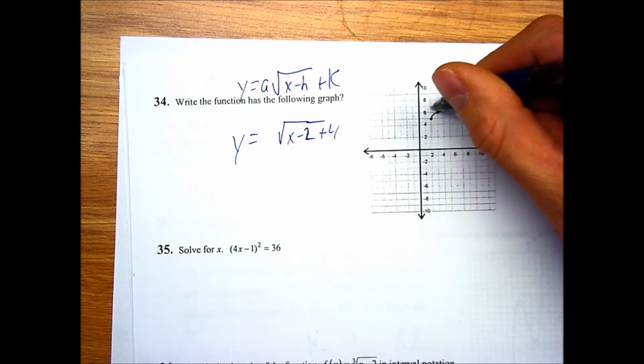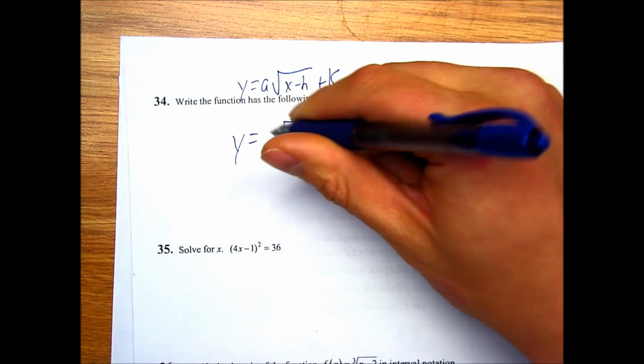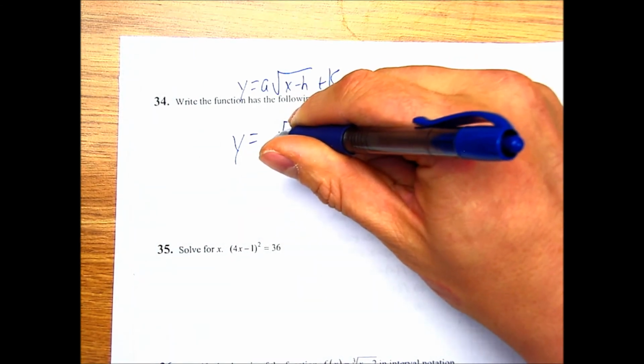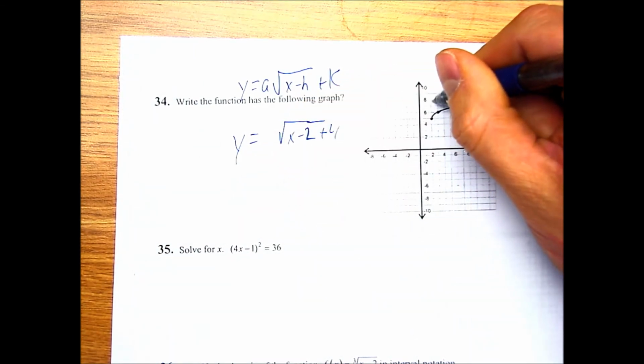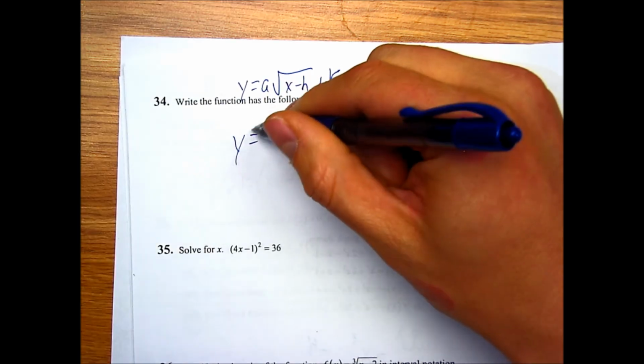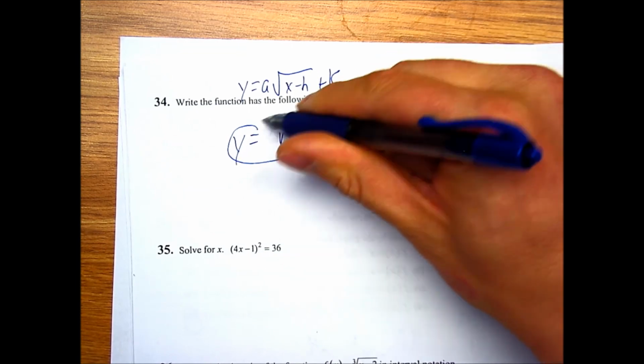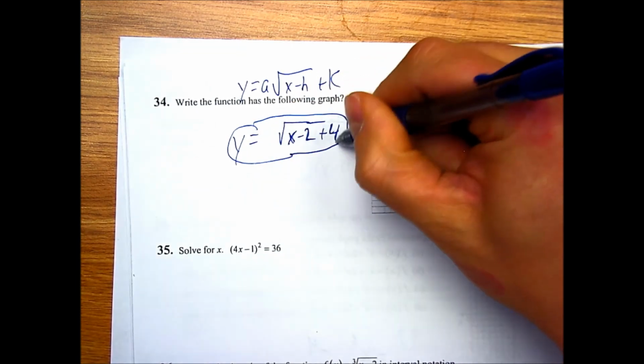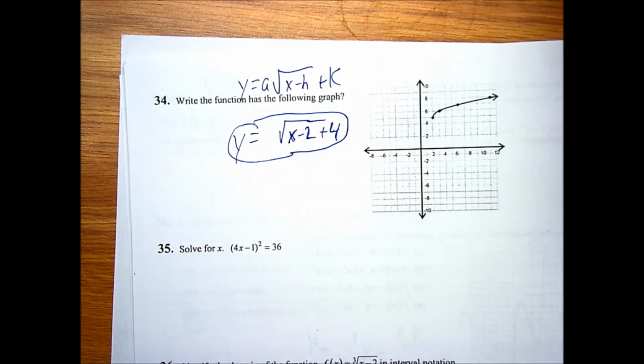If it had gone up 2 and over 1, then I would put a 2 here as the coefficient. If it had been up 3 and over 1, I would have put a 3 here. The fractional coefficients we did not consider when we were doing these questions here. So you do not have to consider them for the final either.